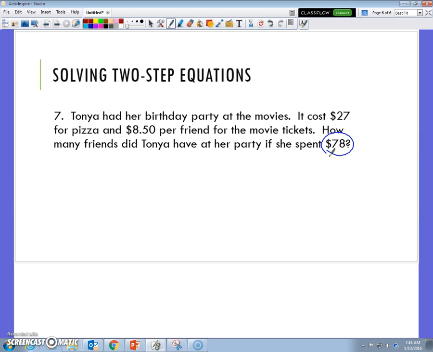So when I'm setting up this two-step equation, I want it all to equal 78 because that's my final money outcome. Now it says it cost $27 for pizza. So for all the pizza together, it cost $27. That's part of her total. But it also cost her $8.50 for the number of friends she had. Now we don't know how many friends she had. That's our unknown. But we do know that it costs $8.50 for every one of those friends. So for one friend, if I put a 1 in here, it would cost $8.50. If it cost 2 friends, it would be $17, and so on. So this is our two-step equation that we're going to set up.